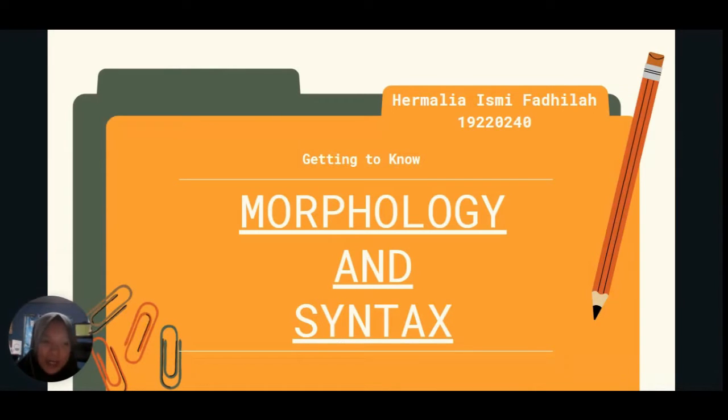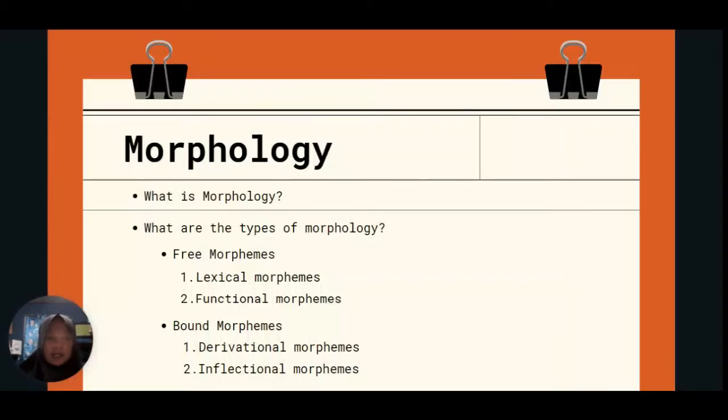My name is Hermalia Ismi Fadhilah from A3 2019 English Education Study Program of IKIP Siliwangi. On this occasion, I would like to share about morphology and syntax. First, I will explain briefly about what is morphology.